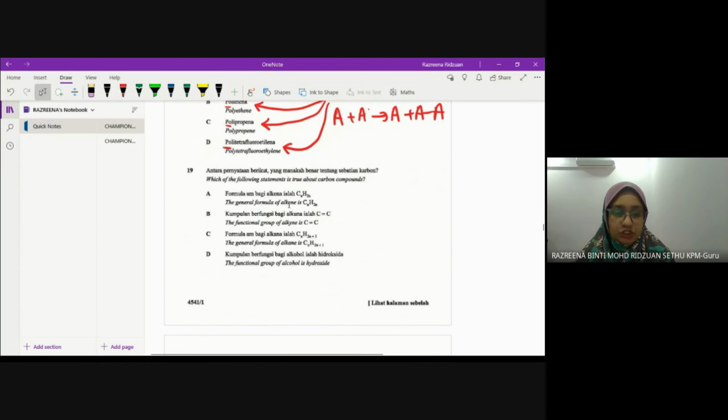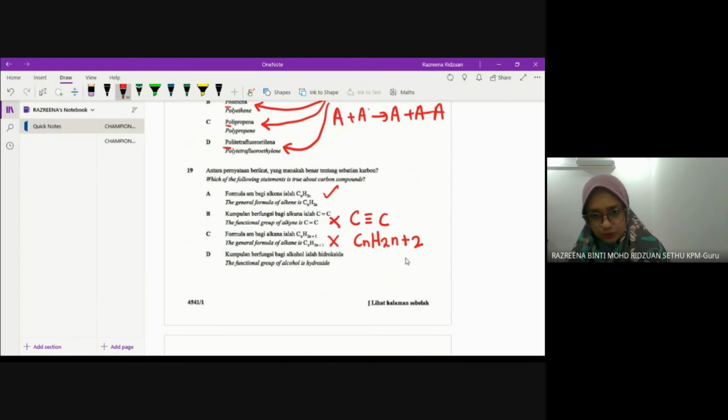Question 19. Which of the following statement is true about carbon compound? Carbon compound, a very general statement. The general formula for alkene is CnH2n, correct? Next, functional group of alkyne is C double bond. This is double bond, wrong, because alkyne is triple bond, so this is wrong. General formula of alkane is CnH2n+1, wrong. Why? Because it's supposed to be CnH2n+2. Functional group for alcohol is hydroxide.